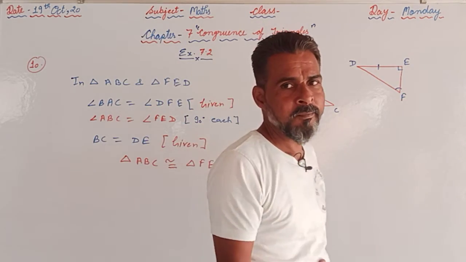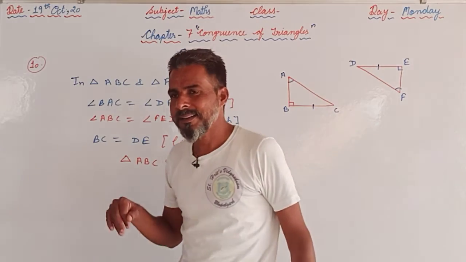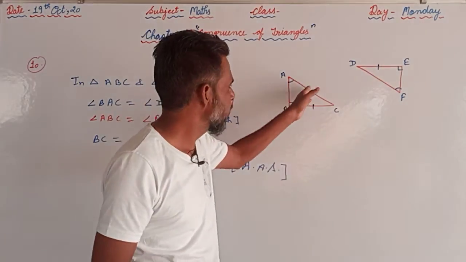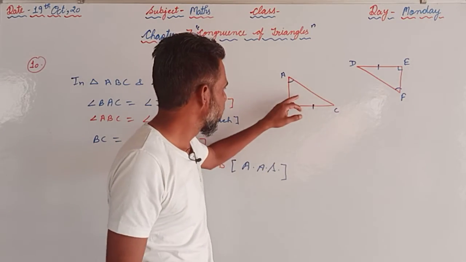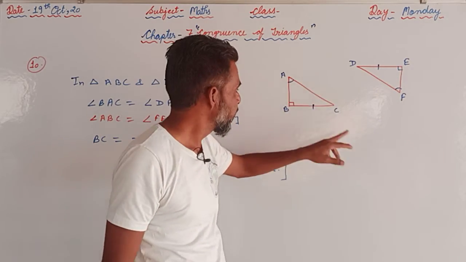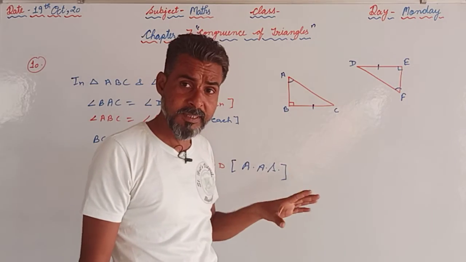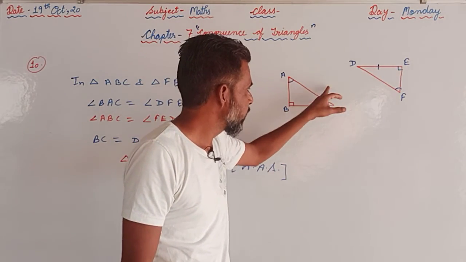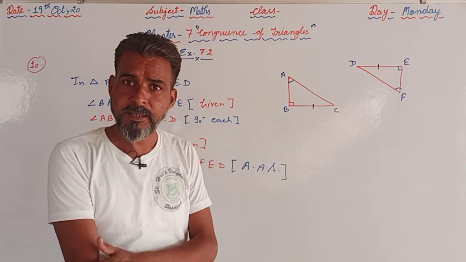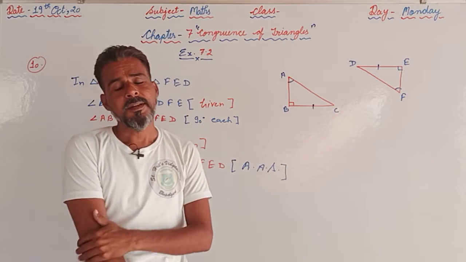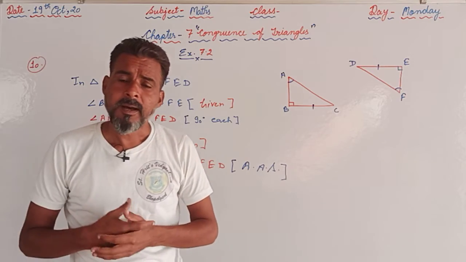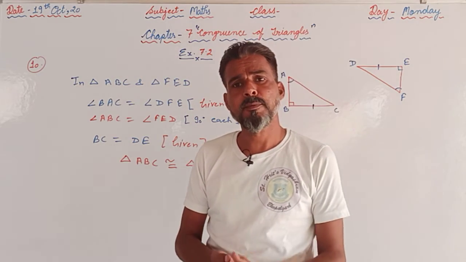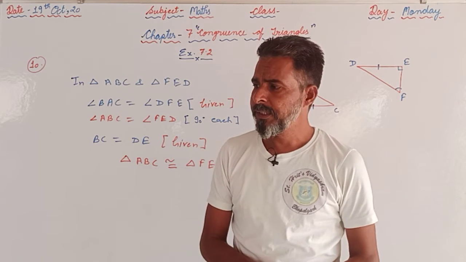At last the criteria is RHS, which is right angle, hypotenuse and side. If 2 right angle triangles are there, meaning they each have one angle of 90 degrees, and if their hypotenuse is equal, the hypotenuse being the side opposite to the 90 degree angle, and any of the remaining 2 sides is also equal, then we can say the triangles are congruent by RHS. So these are the criteria you are supposed to keep in your mind whenever you are proceeding with the questions of this chapter.